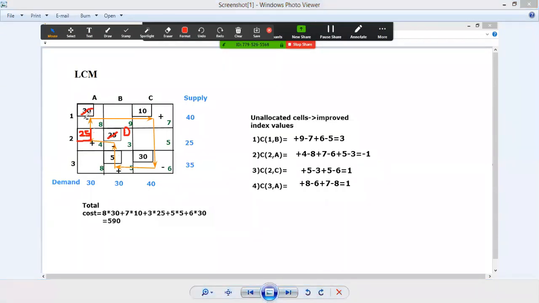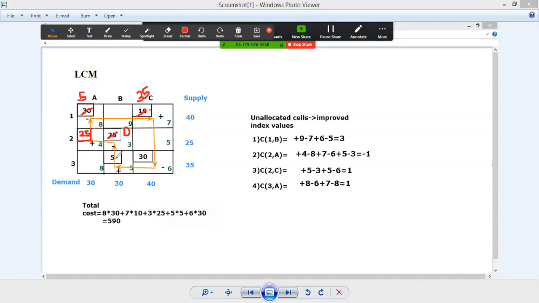So again, we have to subtract 25. We have to subtract 25 from this 30, which will be equal to 5. Now we have a plus symbol here, which means we have to add 25. So now the new allocation will be 35.